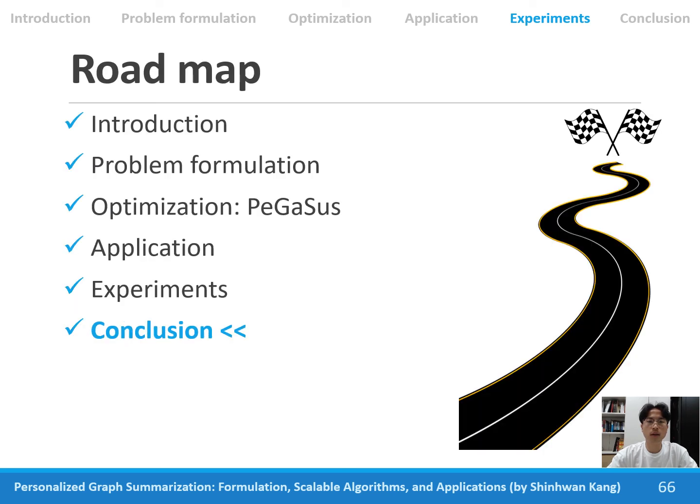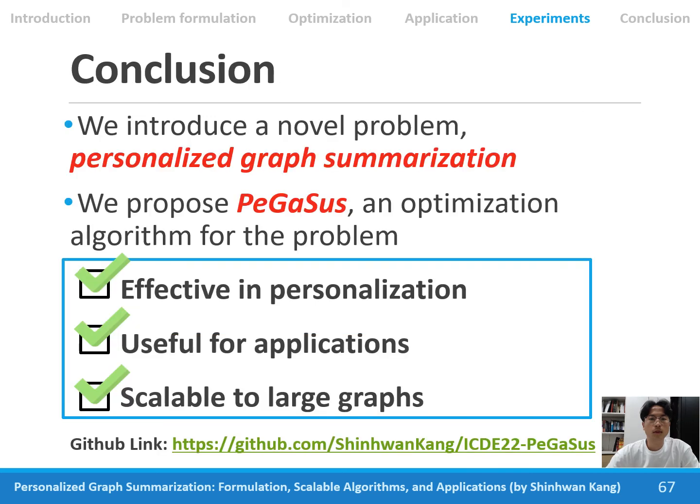Let me conclude my presentation. In this work, we introduced a novel problem which we call personalized graph summarization. We mathematically formulated the problem based on the first law of geography, and we proposed an optimization algorithm, Pegasus. We showed theoretically and experimentally that Pegasus is effective in personalization, useful for applications, and scalable to large graphs.